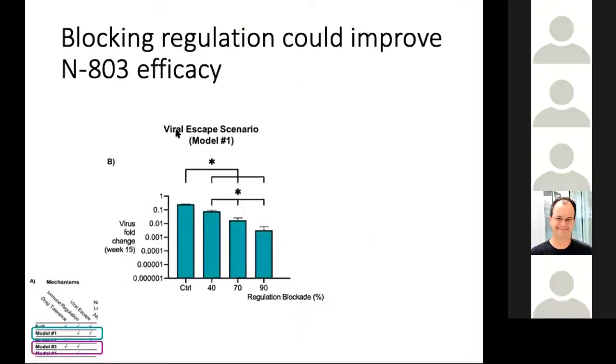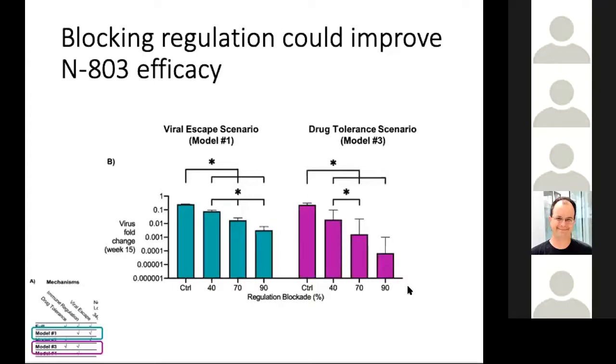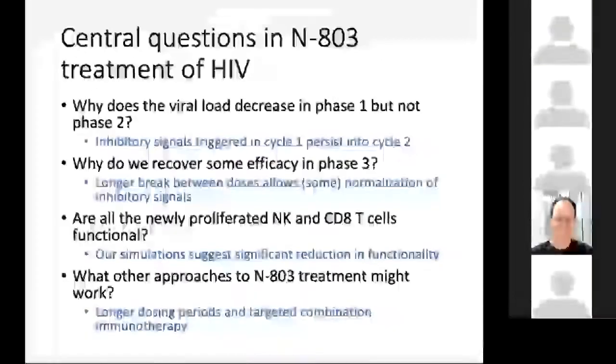And so if we do this in model number 1, which has the viral escape, we see that there is quite a large reduction in the overall viral load at the end of week 15. And as with the dose spacing, we see that there's a stronger decrease in the drug tolerance model. So in both models, it suggests that this combination therapy approach could be a good strategy to complement N803 treatment. And so it also indicates that some combination immunotherapies could help.